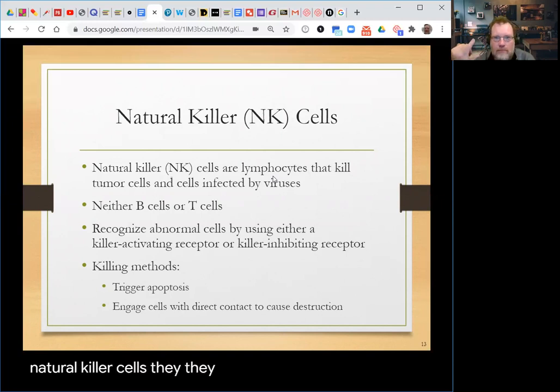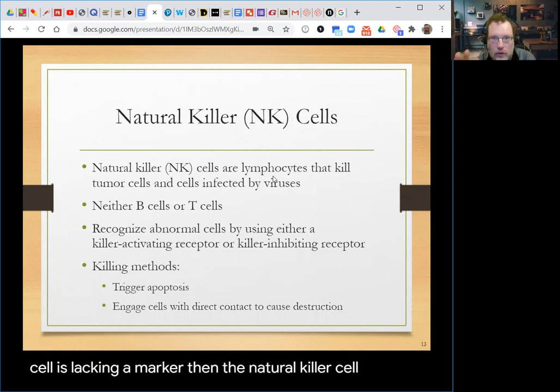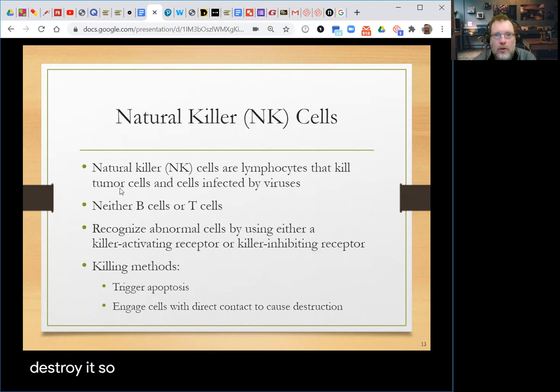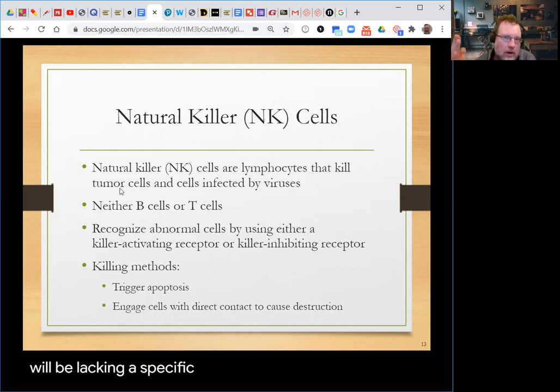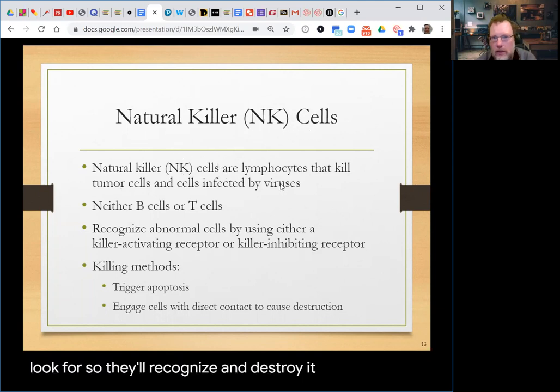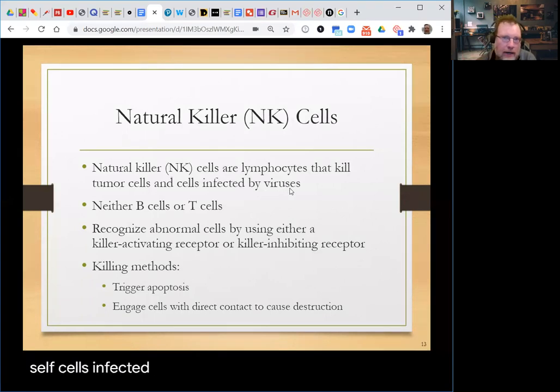They basically kind of go around checking the numbers, and if the numbers are off, or if a cell is lacking a marker, then the natural killer cell will destroy it. So tumor cells, oftentimes cancerous cells, will be lacking a specific marker that natural killer cells look for. So they'll recognize and destroy it. Certainly self cells infected by viruses, because of oftentimes the hypermitotic behavior of these infected cells, they may not possess the right flag or marker.